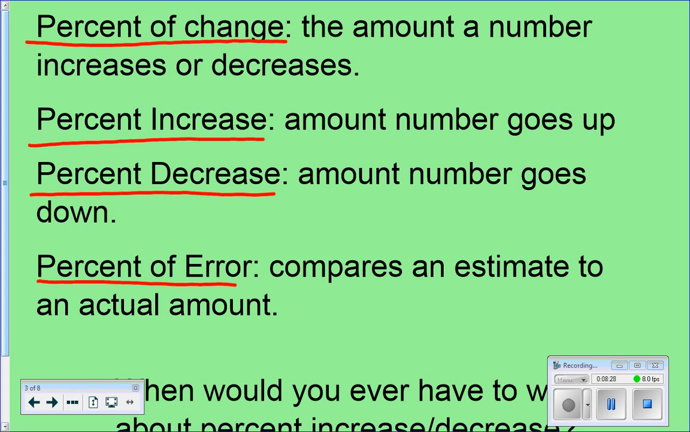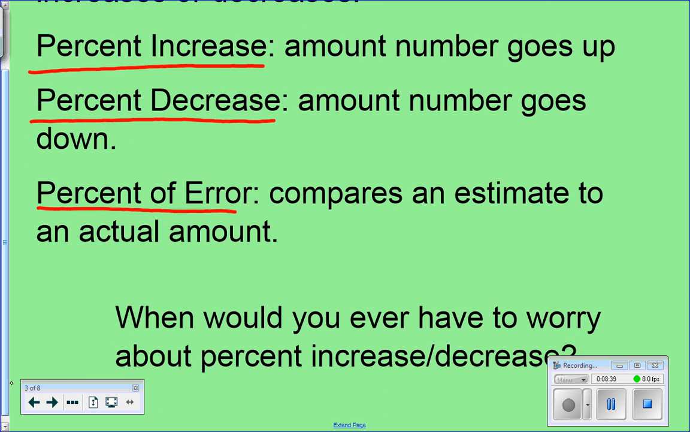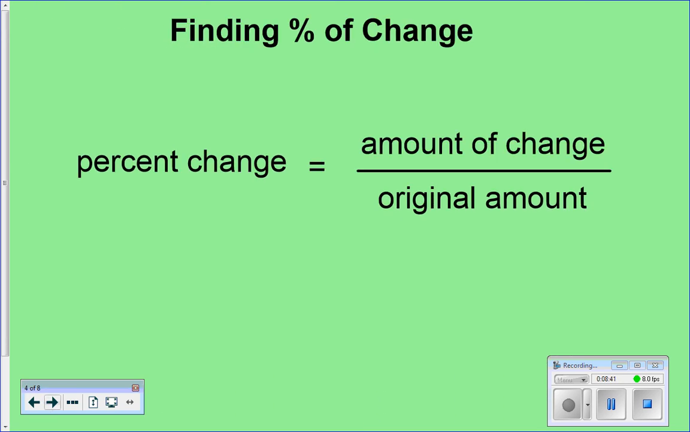All right, so how to do this? Let me know when you're ready, Merrick. The good thing is we kind of talked about this already before the lesson. So what you do to find percent of change, this is like the equation for it.